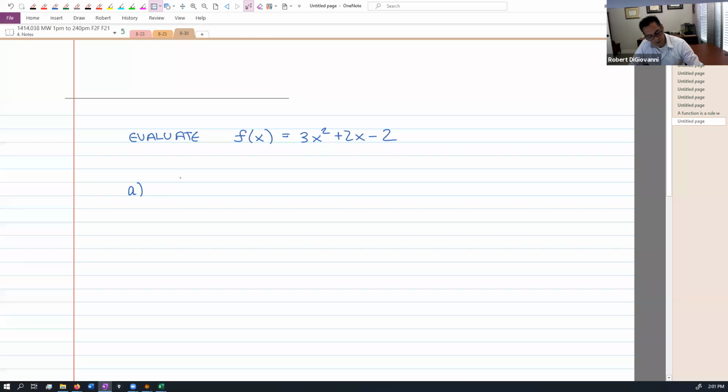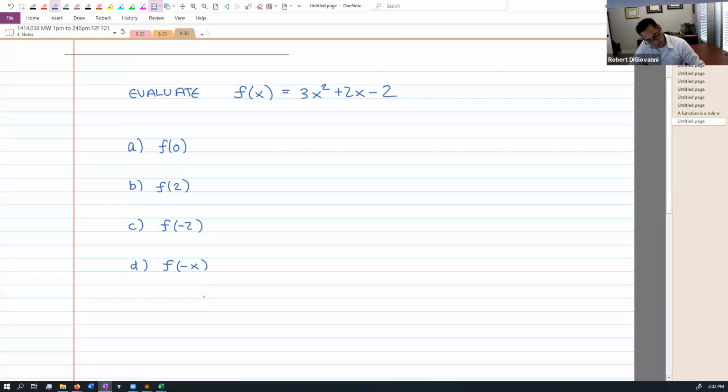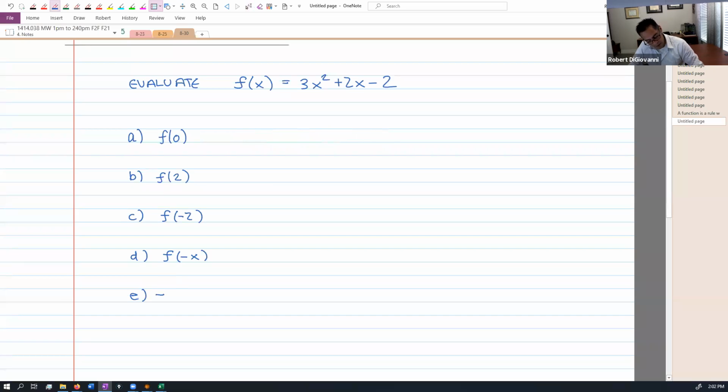The first thing I want to know is what f of 0 is. Then I want to know what f of 2 is. Then f of -2. Then f of -x. Then negative f of x. There's more. I want to know what f of x plus 1 is. Then f of 3x. Last one, I want to know what f of x plus h is.